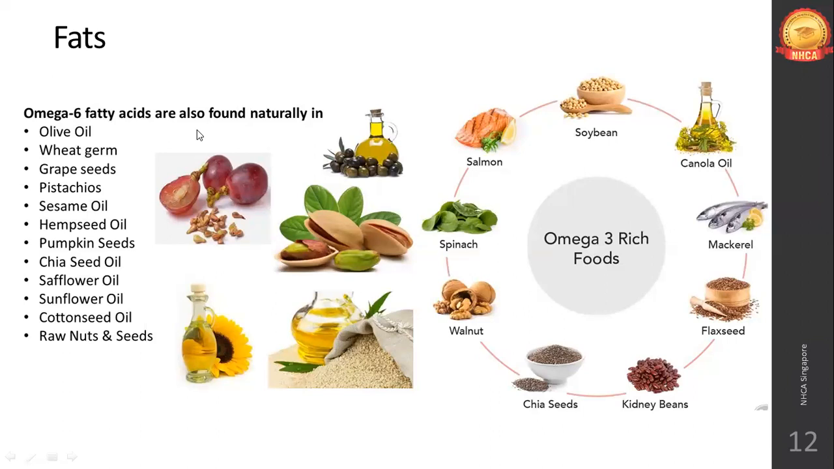So: olive oil, wheat germ oil, grapeseed oil, pistachios, sesame oil. Sesame is a gingelly seed oil. Hemp seed oil, pumpkin seeds, chia seed oil, sunflower oil, cottonseed, raw nuts and seeds are extremely high in omega-6 fatty acids, that is, polyunsaturated fatty acids. Omega-3 rich foods: soybean, canola oil, mackerel, flax seeds, kidney beans, chia seeds, walnut, spinach, salmon. Out of these, mackerel and flax seeds have the highest amount of omega-3.